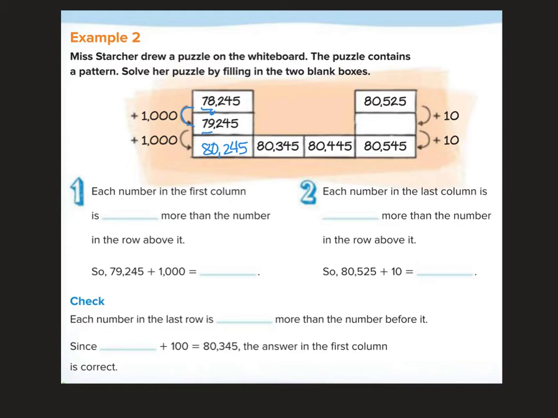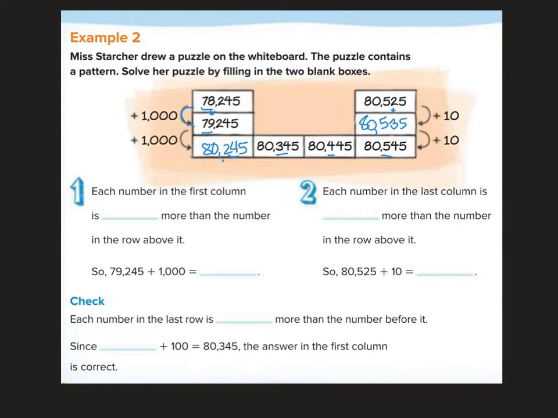Okay, there's that one. And look at it, 245, 345, 80,445, 545. So that one's going up by hundreds, right? So here I have 80,525 plus 10, which means only the 10 is going to change, become a 3, and bring down the rest of them. 80,535, 80,545. Okay.